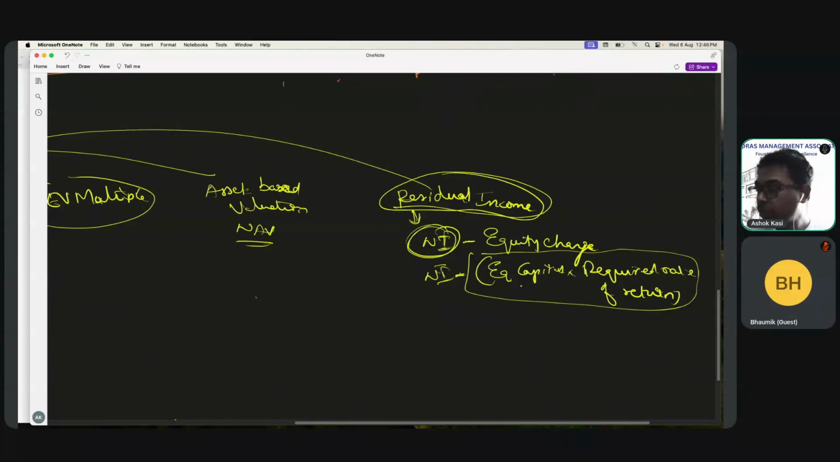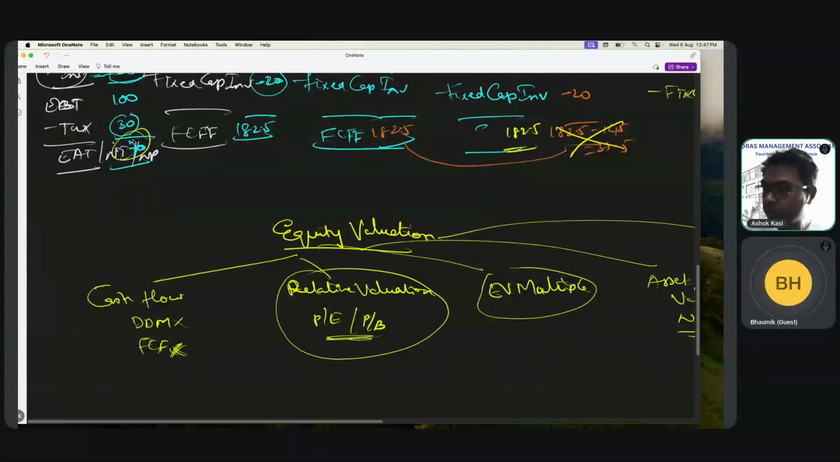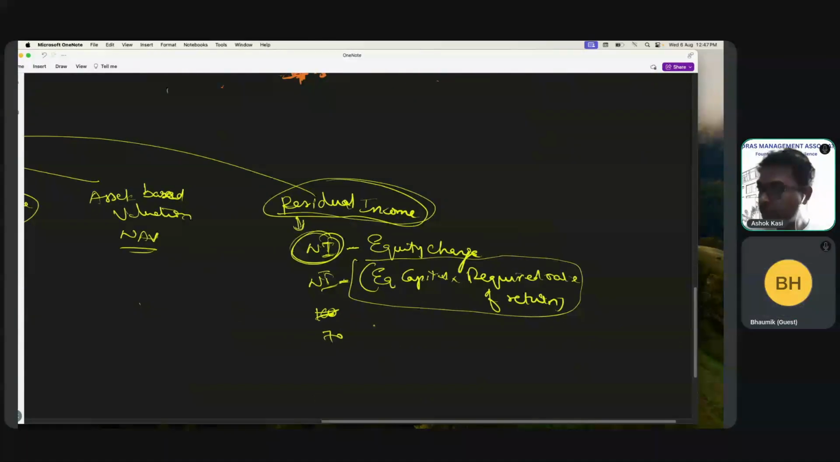So from the net income, I will reduce this equity charge, which is equity capital times the cost of equity. Say, for example, 100 rupees is my net income, or in our example, net income was 70 rupees when we calculated. Now imagine our equity capital is maybe 200 rupees, and cost of equity is 12 percent.